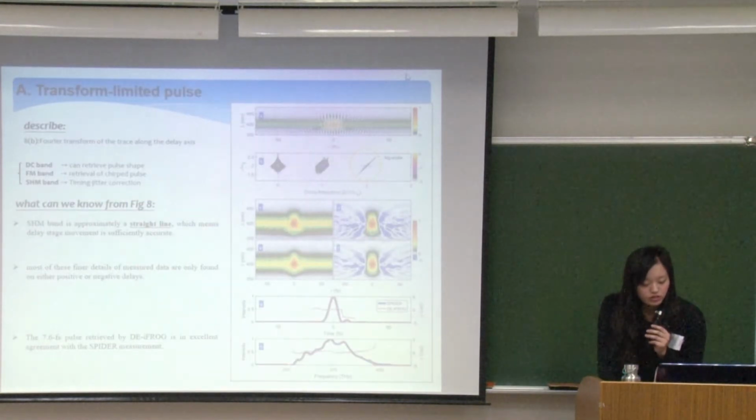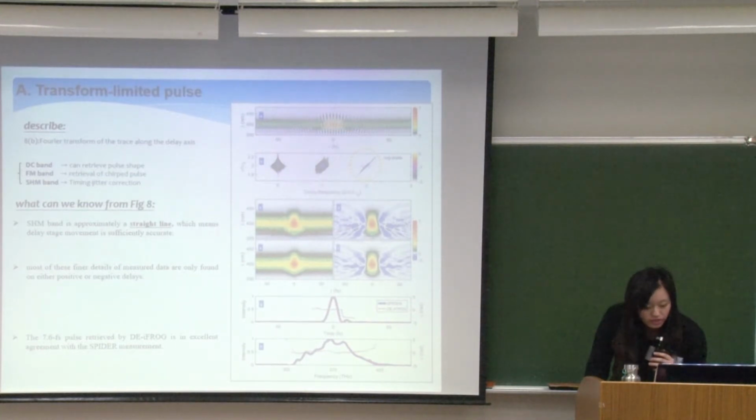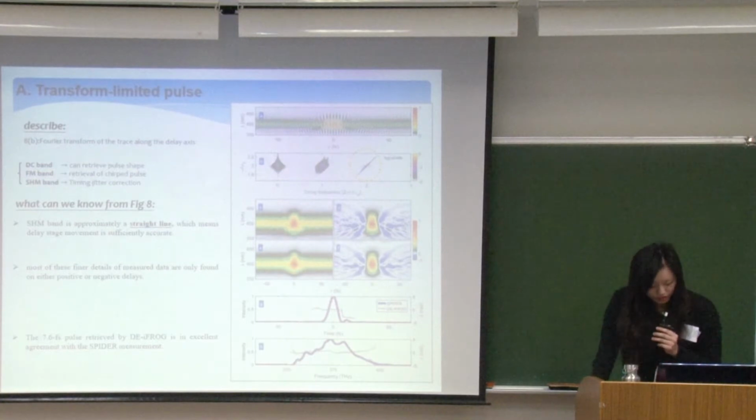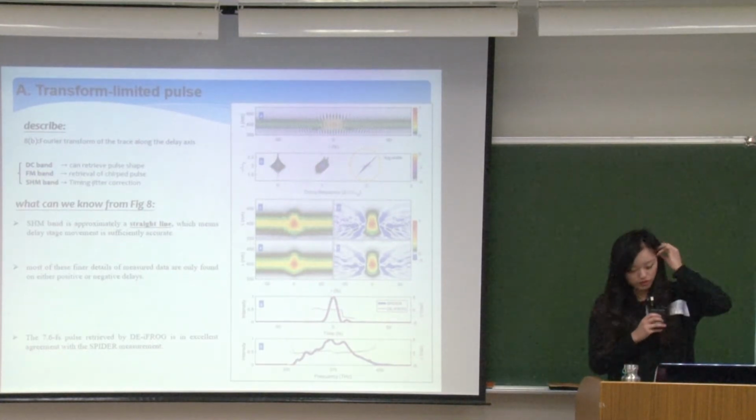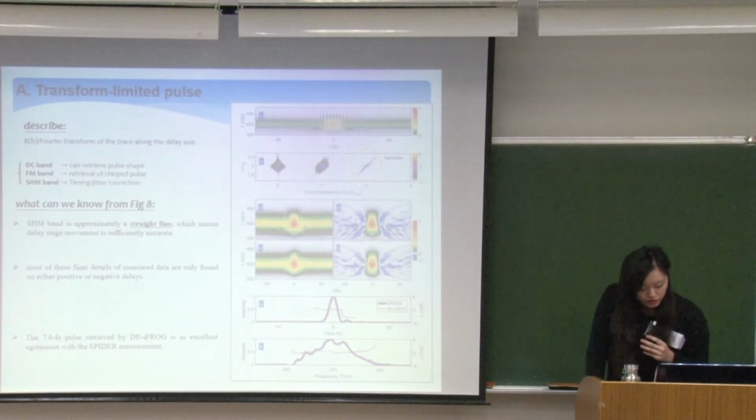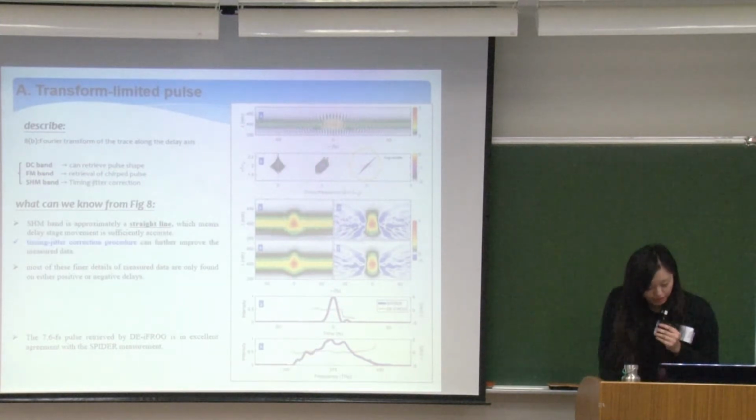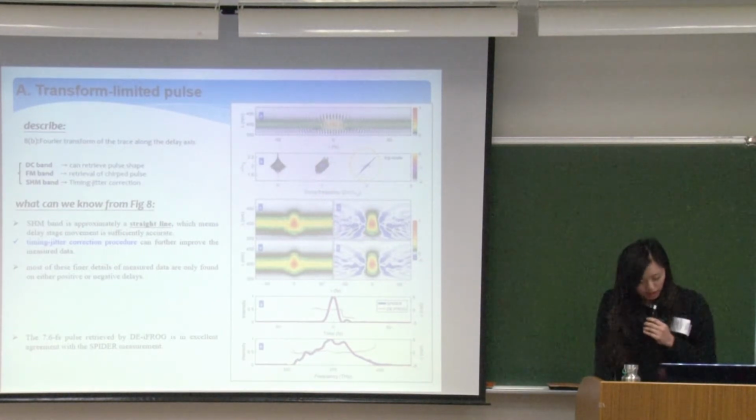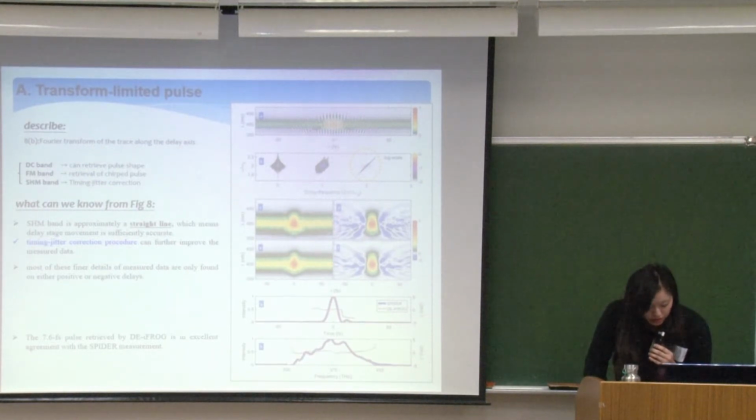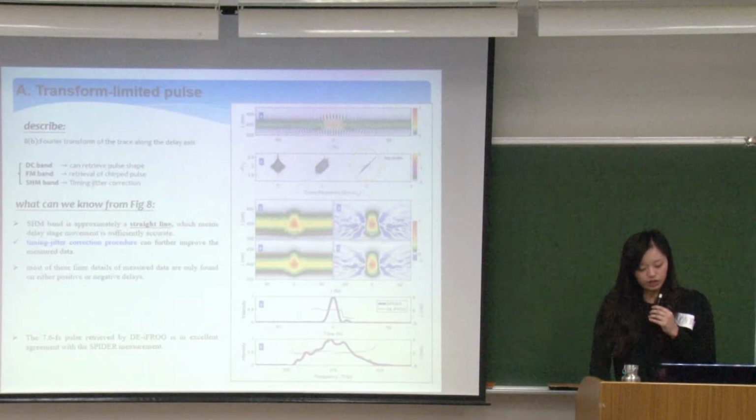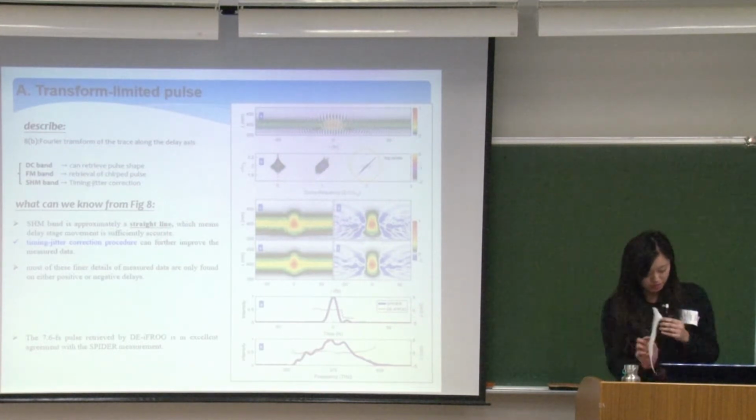And I'm talking about the transform limit pulse. Figure 8 is the IFROG measurement for the Fourier transform limit pulse. A is the measured IFROG trace in linear scale, and B is the Fourier transform of the trace along the delay axis. And we can tell that the SHG band is approximately a straight line, which means the delay stage movement is sufficiently accurate, and the timing jitter correction procedure can further improve the measurement data.